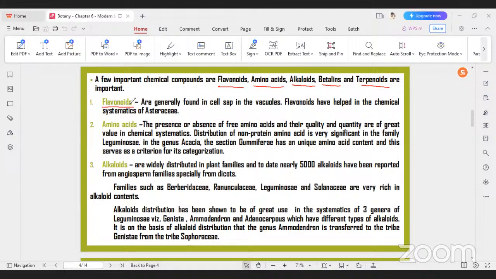Flavonoids. Flavonoids are generally found in cell sap, in the vacuole. Flavonoids are developed in the chemical systematics of the Asteraceae family, especially in the Asteraceae family. The classification of plants is mainly based on flavonoids and amino acids. Let's see here, just wait.